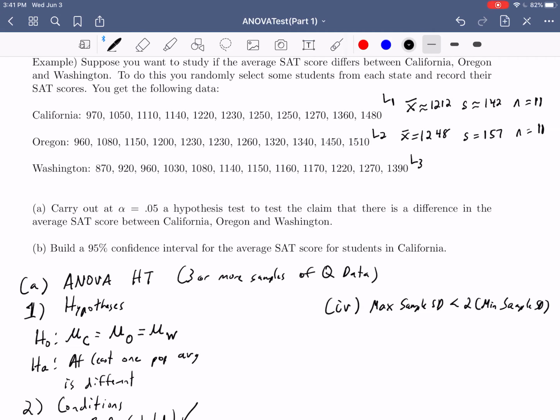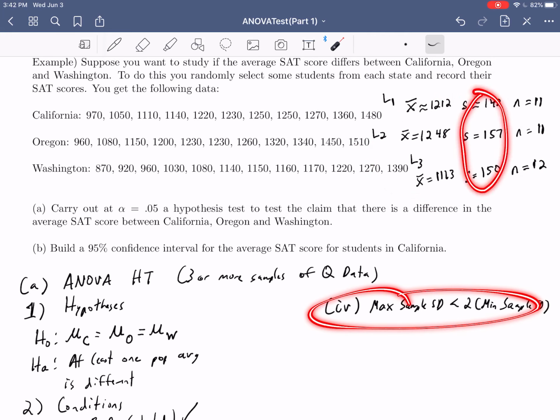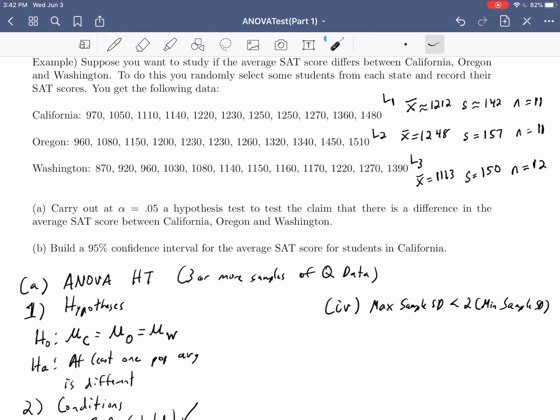And then finally, 1-Var Stats, but now with L3. And we can calculate that. Looks like the X bar here is going to be 1113 with a standard deviation of 150 and an N of 12. So we're just going to record that information just in case we need it for later. Technically for step 4, you just need these sample standard deviations, but it doesn't hurt to write it all down since we already typed it in.